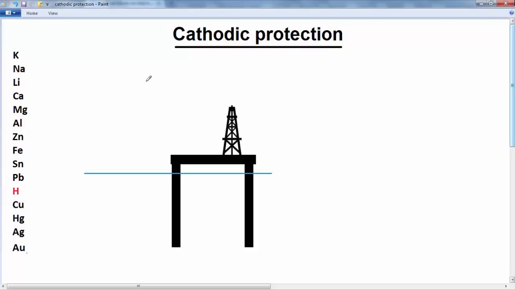In this lesson, we're going to continue to look at ways in which we can prevent iron from being oxidized, and in this particular case we're going to take the example of an oil platform in the sea. Being made from iron, it is clearly vulnerable to oxidation and rusting. So if there's no protection there at all, then the iron is going to rust. Okay, there we go, it's turned to rust. What happens when it rusts?